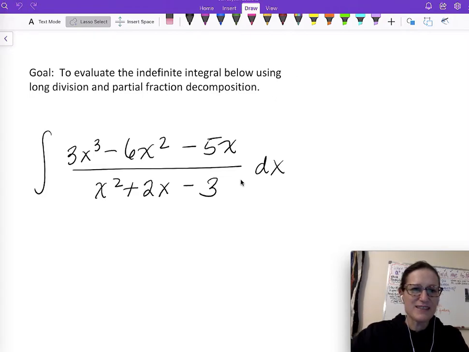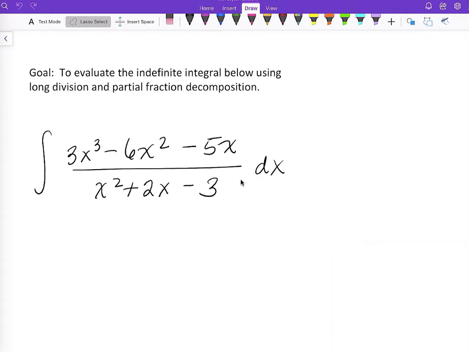Hi there. In this video, we are going to attempt to evaluate the indefinite integral below using long division and partial fraction decomposition. This is a pretty complicated integral that uses a lot of techniques, so I will do my best to take you through it.